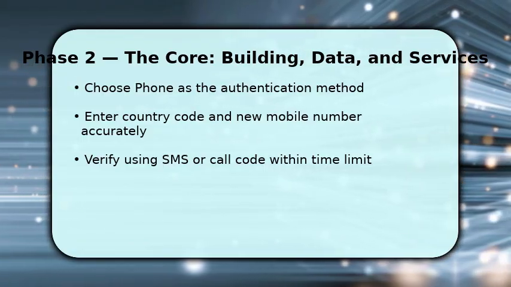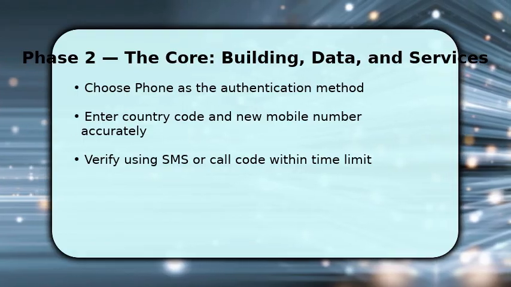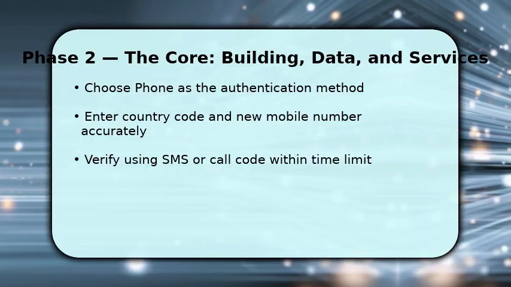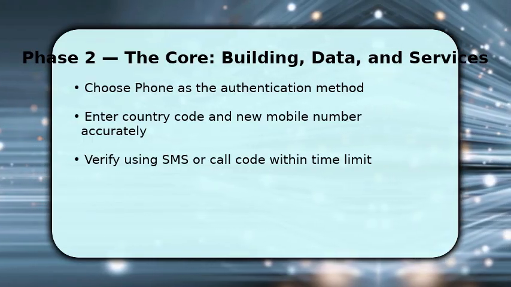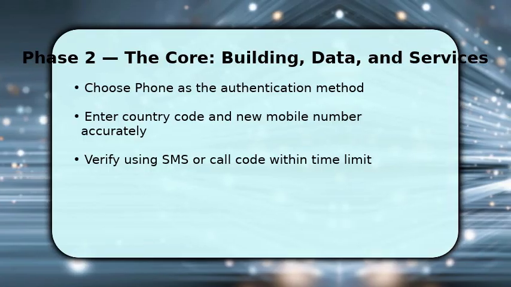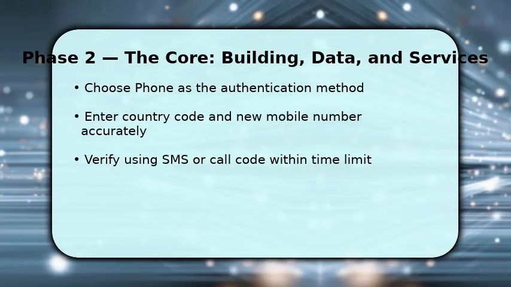After submitting, expect a 6-digit code. Type it exactly into the verification field. If code fails, request a new one but wait a minute before retrying. Once verified, set the new phone as default for multi-factor authentication so future sign-ins use it.